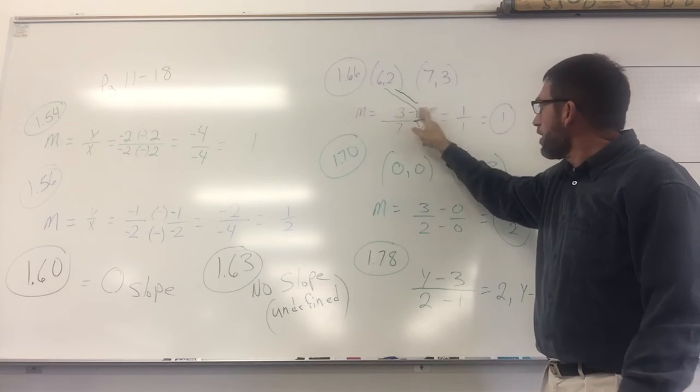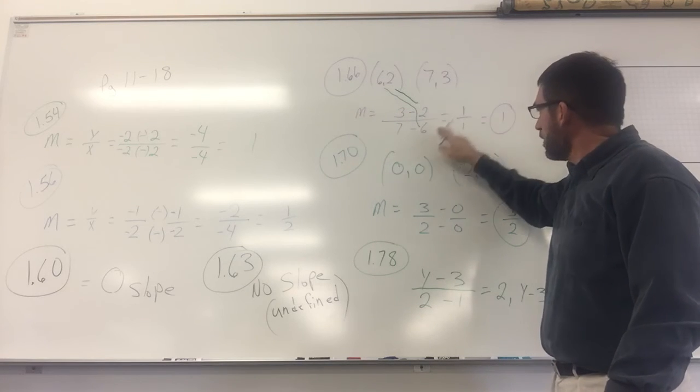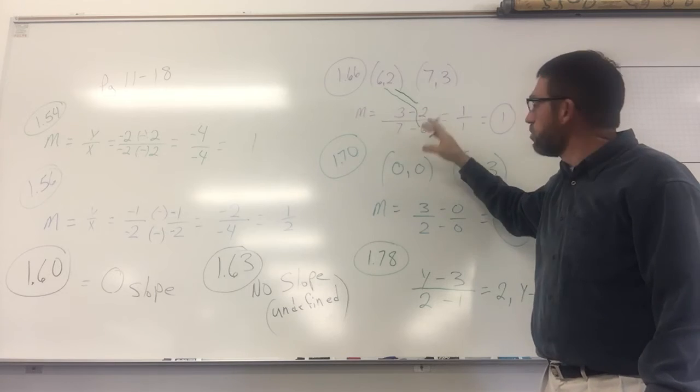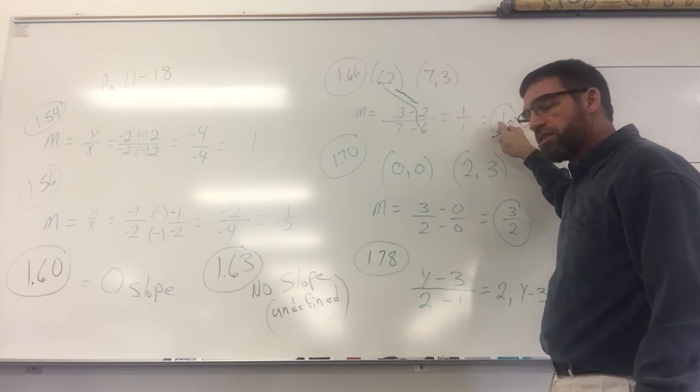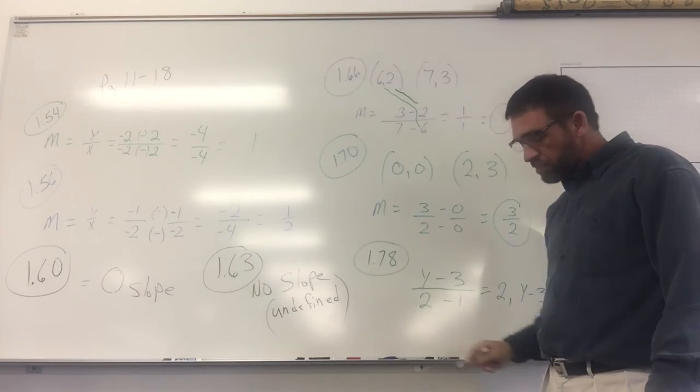Now, you'll need to subtract. 2 from 3 is 1, and there's no negative and positive numbers, so this is easy. 6 from 7 is 1. And again, 166, your slope is 1.